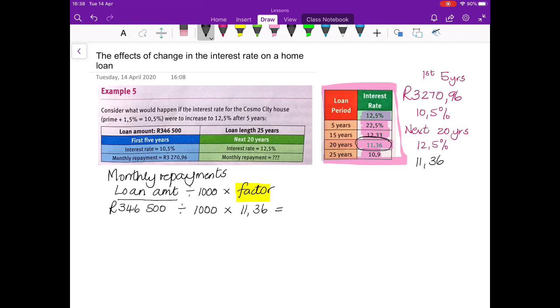If you calculate that, you will get an answer of 3,936 Rand and 24 cents. If you have a look at how much more this is, you will see that your monthly repayments have increased by 665 Rand and 28 cents. That means the homeowner has to find another 665 Rand a month on top of his other expenses. And hopefully the interest rate won't increase over the next 20 years.